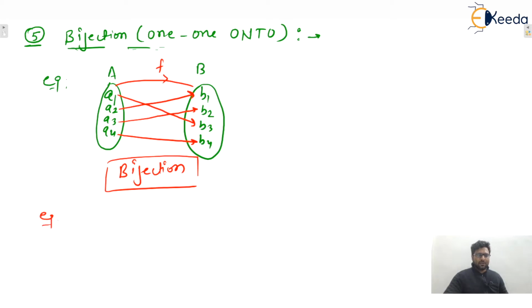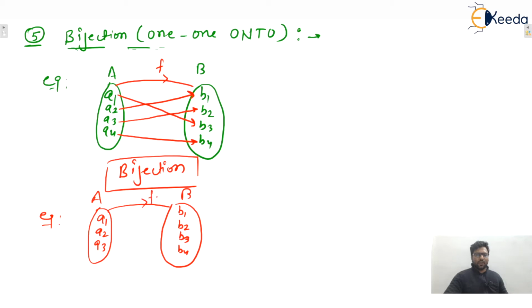Otherwise, let us consider one more example. Let's say three elements are there, A1, A2, A3, and here four elements are there, B1, B2, B3, B4. If we want a bijection from A to B, now you only tell me, here the elements are different, so bijection is not possible. Why? Because let's say this is one to one, isn't it?